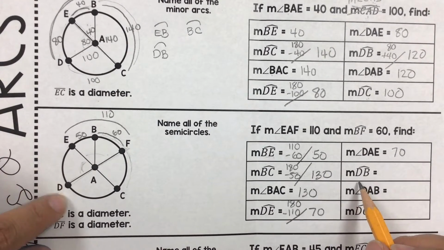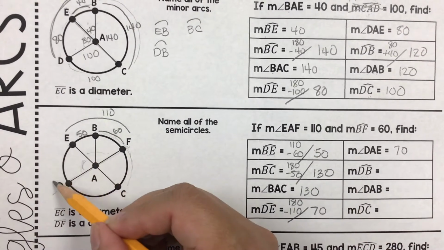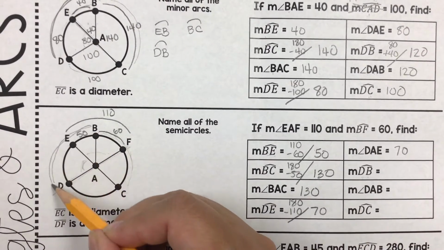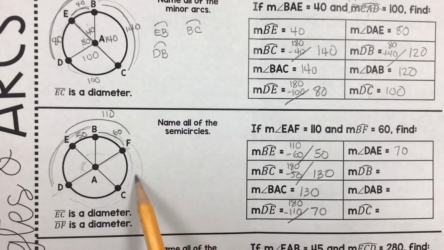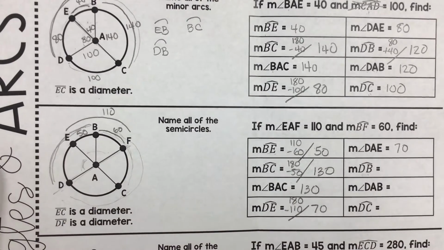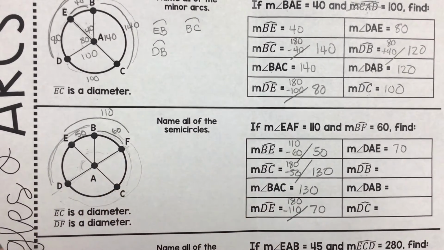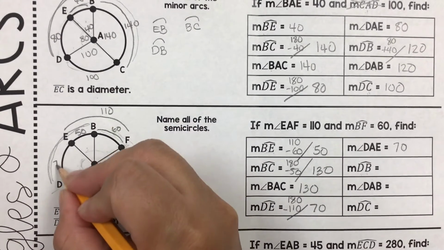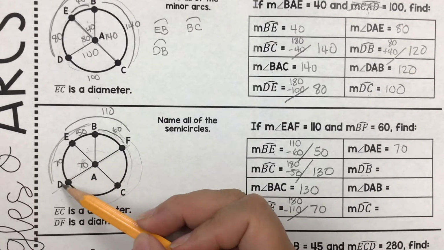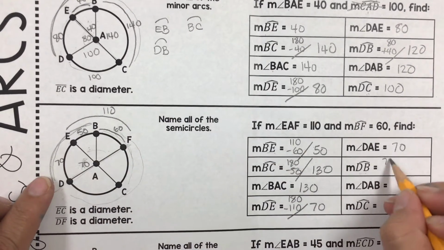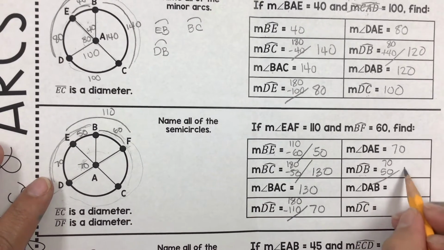DB. It has to be the lower one, this way, because if we go this way, this is a major arc, and it has to be denoted by 3 letters. So we're just talking about these two. DE was 70. Remember, this was 70 and this is 70. So to get DB, we just add 70 and 50 together, which gives you 120.